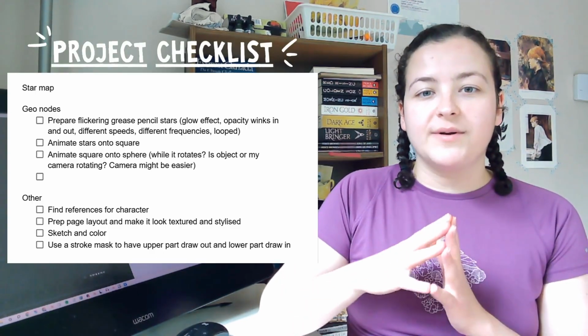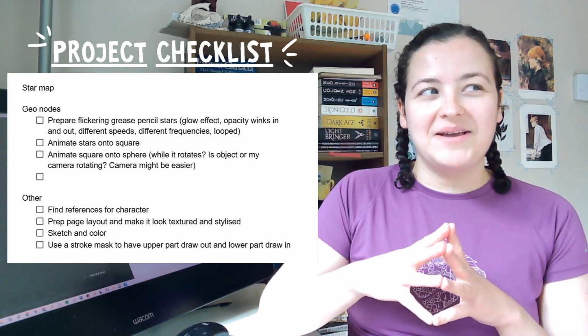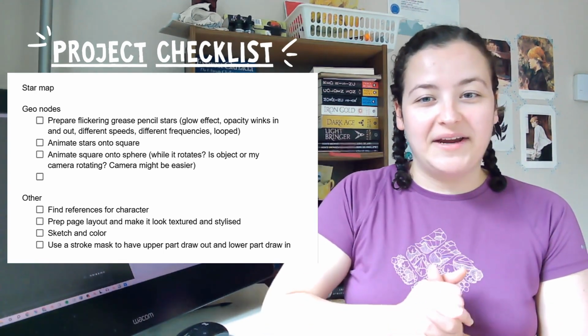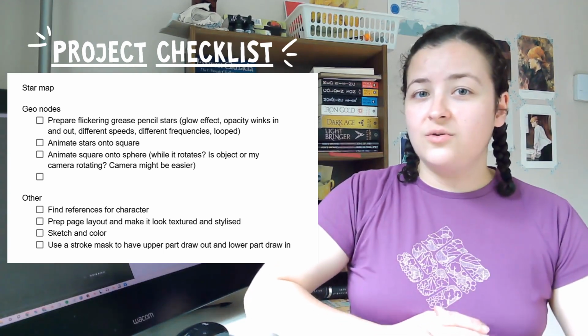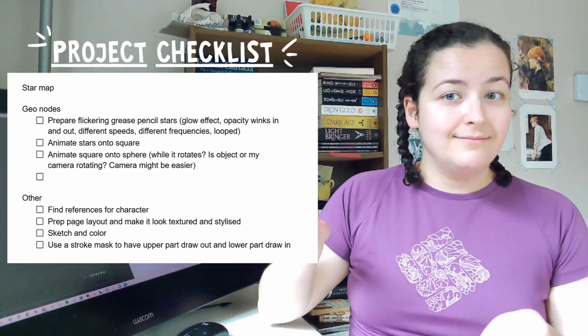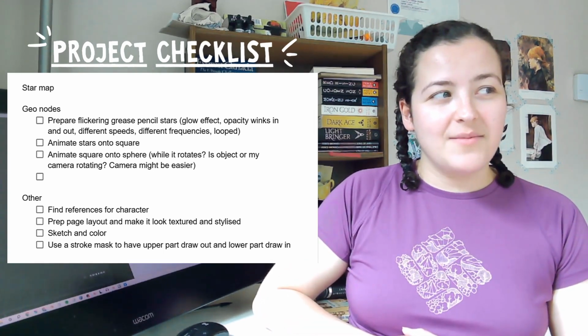So my initial goals regarding geometry nodes are to prepare the flickering grease pencil stars, to animate them onto a square, like a flat plane, and then turn that square into a sphere, rotating it somehow. Let's see how this goes.